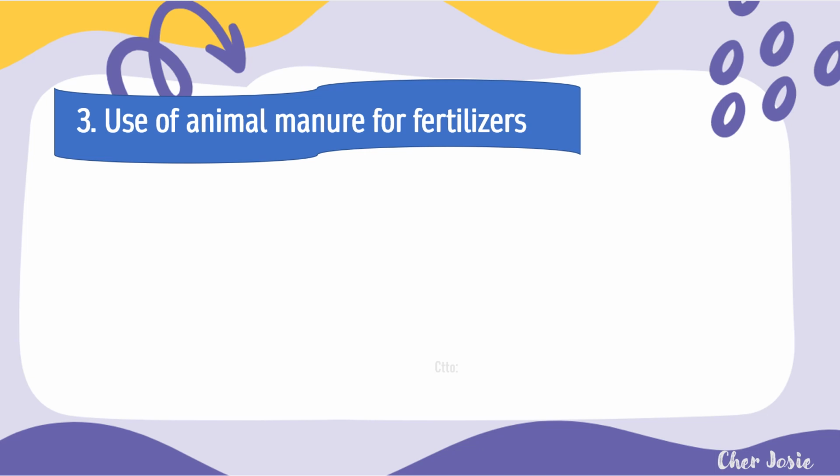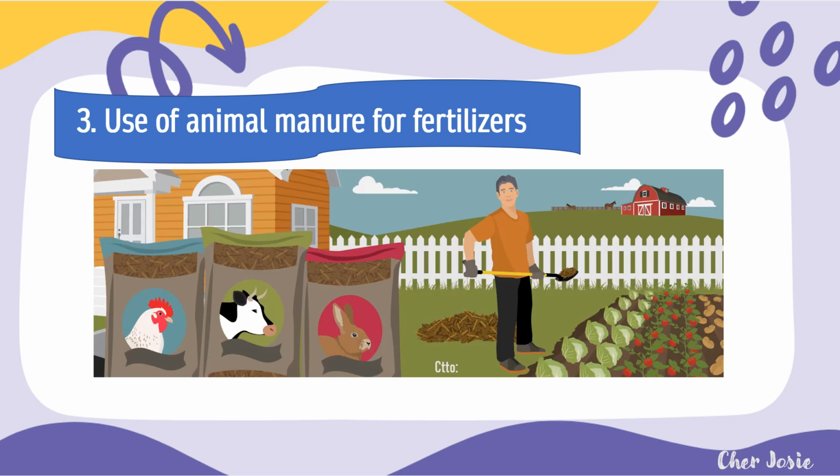Number 3 is use of animal manure for fertilizers. Just like our kitchen scraps, the fertilizers coming from animal manure are organic. So we can use it on our plants to make them grow healthy. If our crops grow healthy, of course, we can harvest a lot of products.